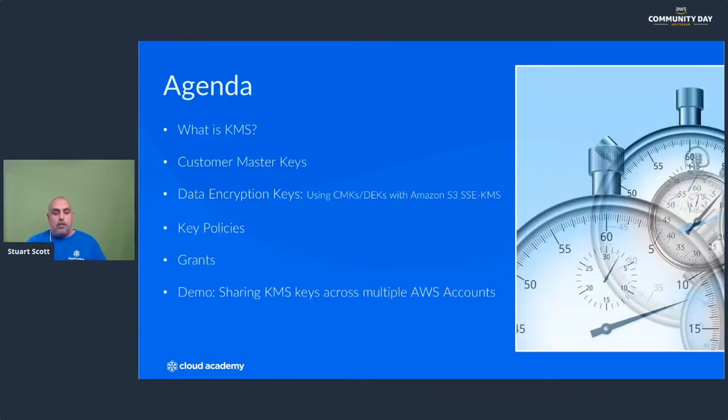Okay, so there's a few things that I want to cover today, starting with an overview of the AWS KMS service, just so we all have a baseline on the service before I start diving deeper into different topics. I'll then take a look at some of the components of KMS, these being the customer master keys, the data encryption keys, key policies, and also finally a look at grants.